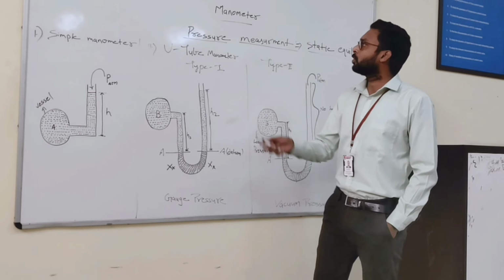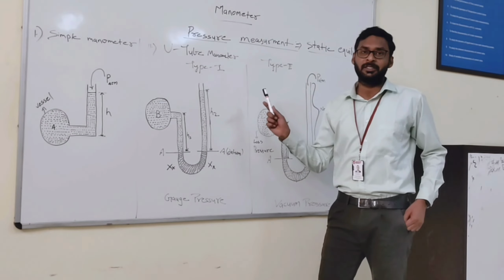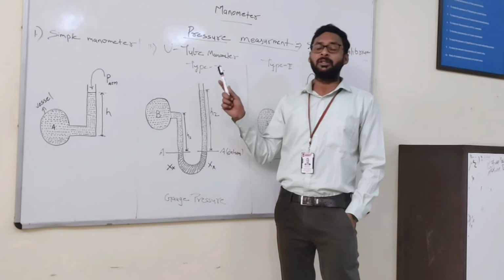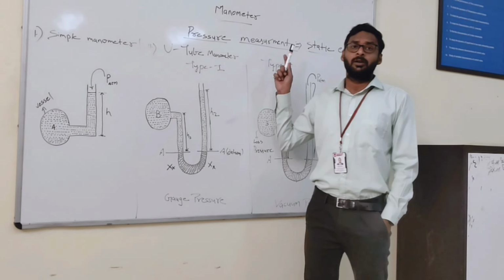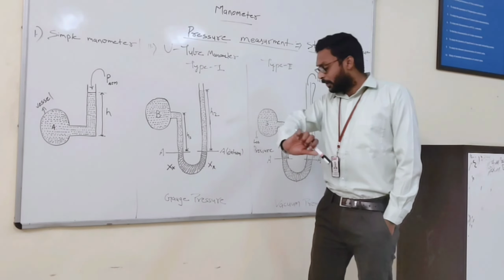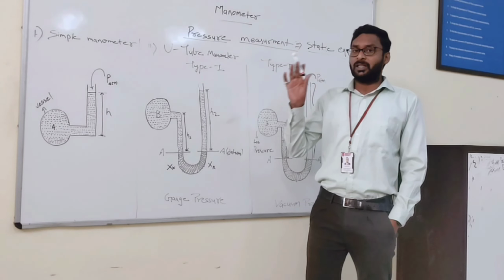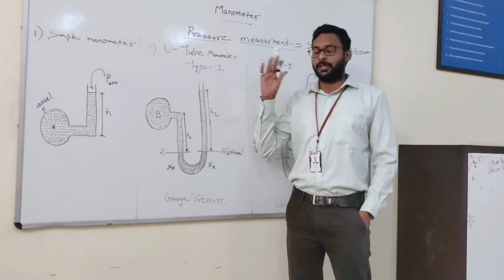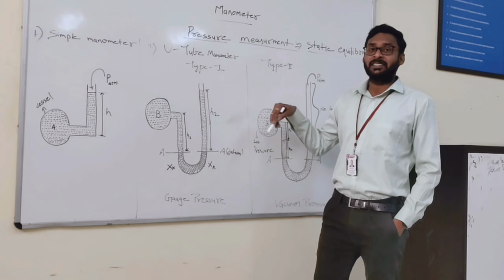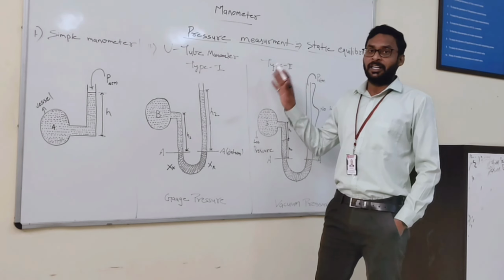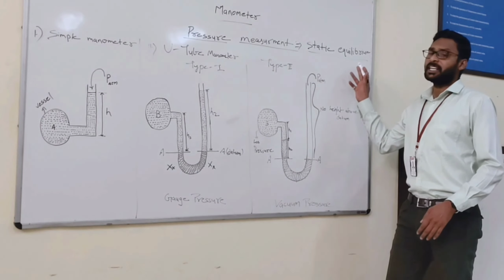Before we get into the experimentation part, we will learn a little bit of theory about manometers. So what is a manometer? A manometer is a pressure measurement device. By using this we can find out the pressure. You can measure the pressure by balancing the liquid height, and in that case the liquid will be in static equilibrium.